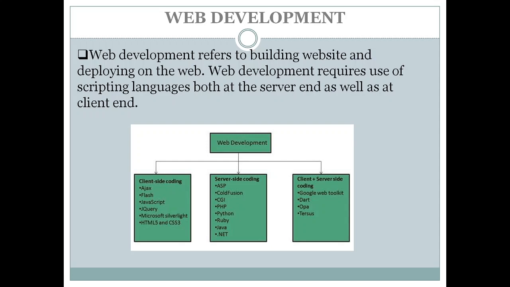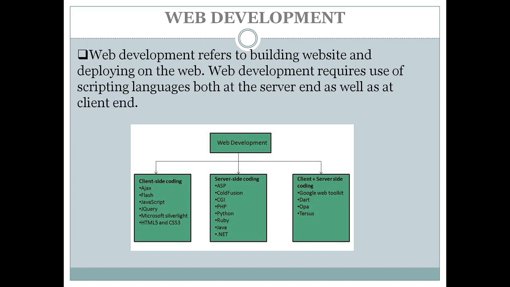So there are certain languages which can be used on the client side of a web connection. These are said to be client side scripting languages, and these are Ajax, Flash, JavaScript, jQuery, Microsoft Silverlight, HTML5 and CSS3. These are some of the client side coding languages which can be used in web development. In the same way we have some server side coding languages.